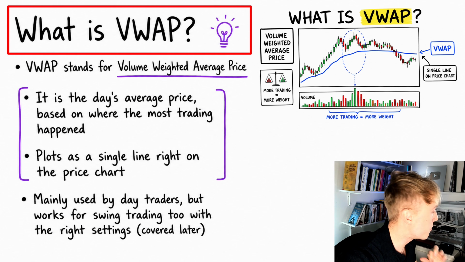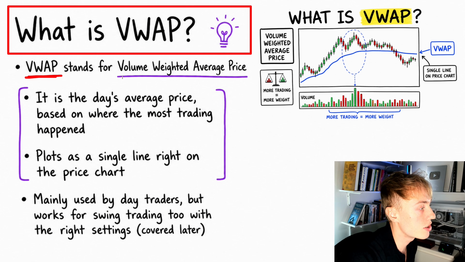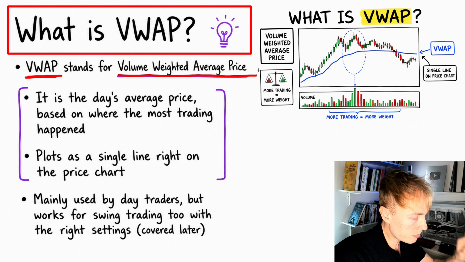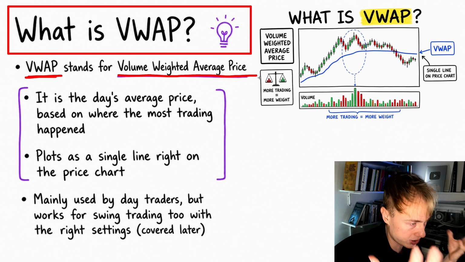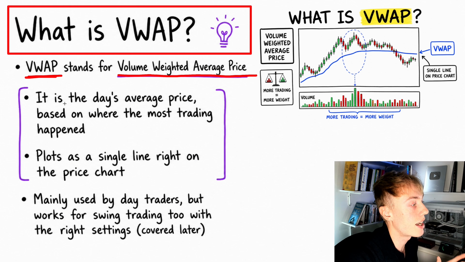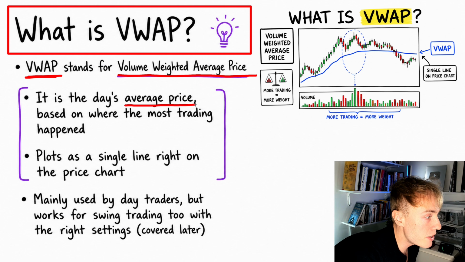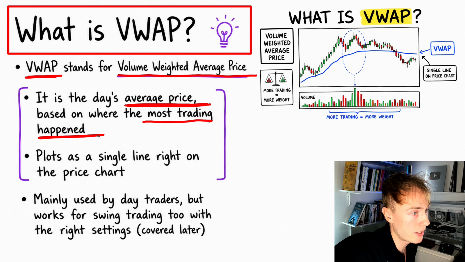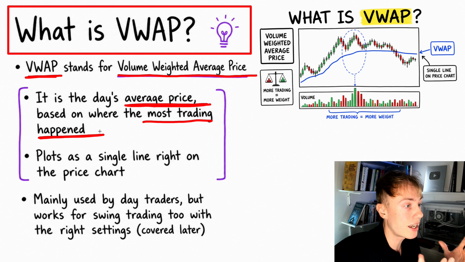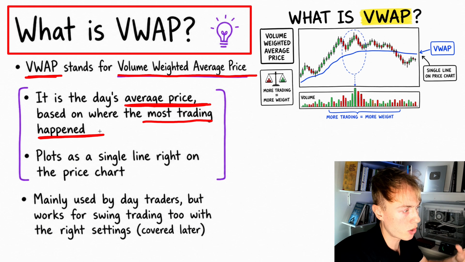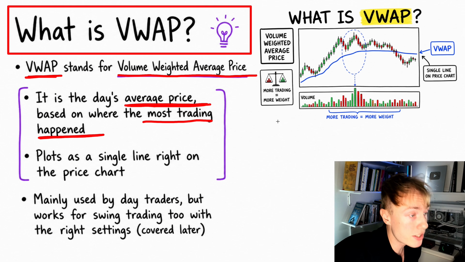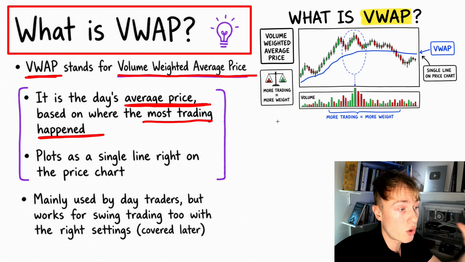Well, in very simple terms, the VWAP just stands for volume weighted average price. And what the VWAP tells us about the price is that it is the day's average price. So it is the average price, but based on where the most trading happened. So the VWAP is like a moving average. And don't worry, we will take a close look at what a moving average really is very soon. But it's a moving average that is based on the volume.